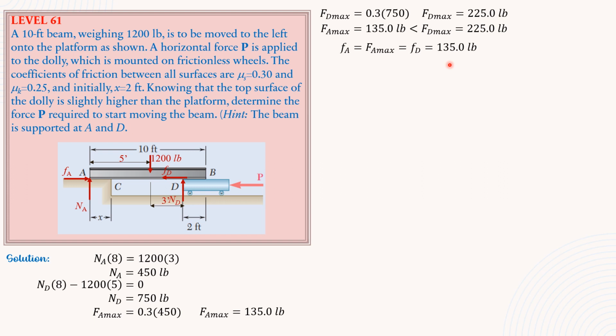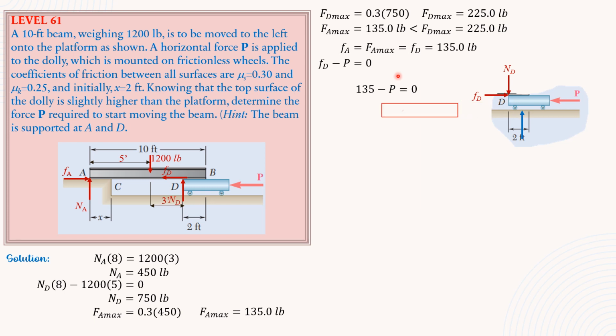So next we transmit the friction force FD to the dolly, and FD is 135 pounds. So summation of forces horizontal: FD minus P equals 0. So that means P is equal to 135 pounds. So that's it for this problem.